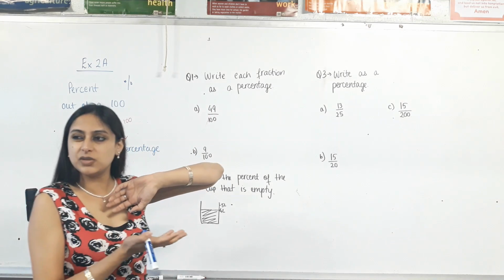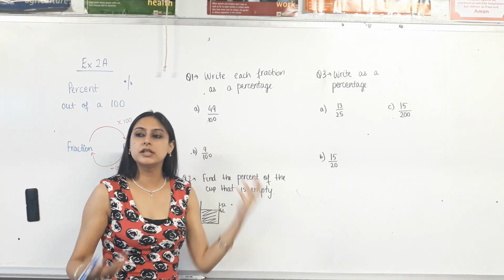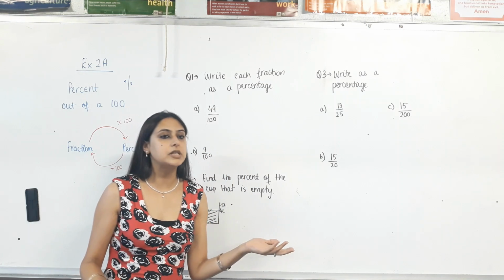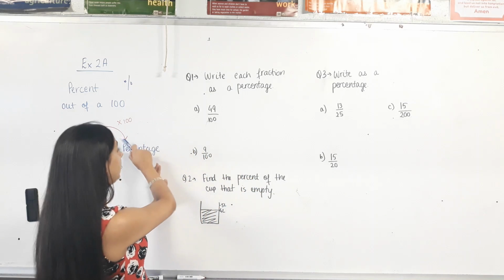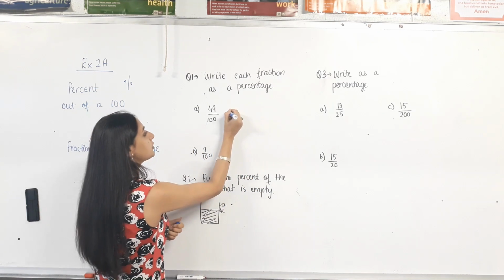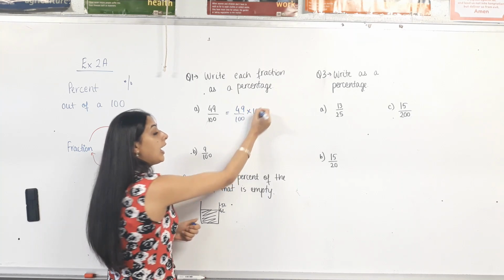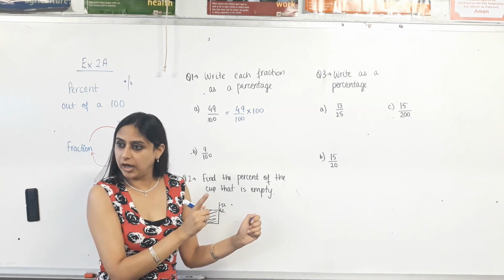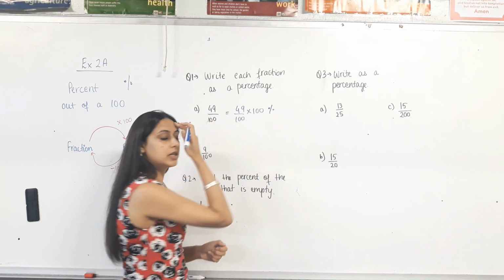Now, these ones are pretty quick. It is 49 out of 100. So isn't that already out of 100? Yes. So what percent would it be? 49%. However, this method still works. Converting from fraction to percentage, you times it by 100. As soon as you've times it by 100, it becomes a percentage. So you must put the percent sign.